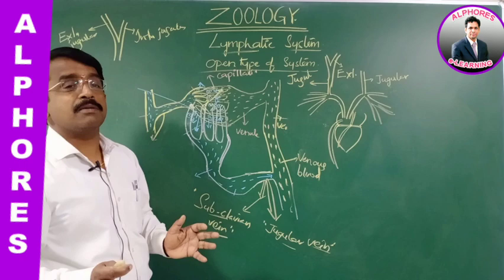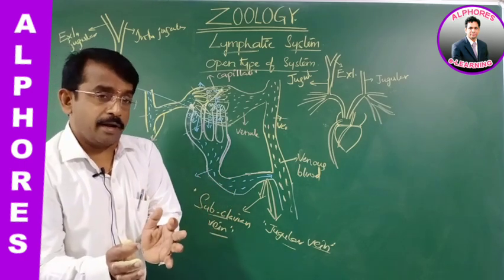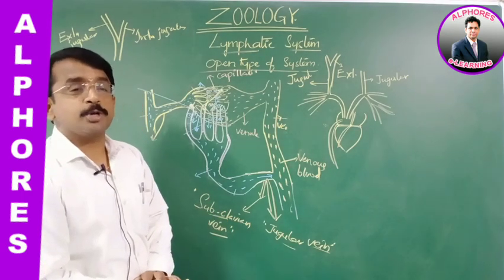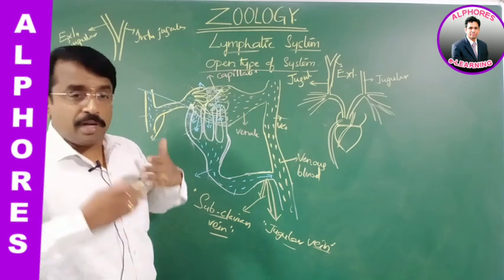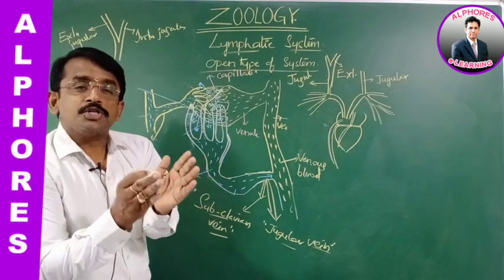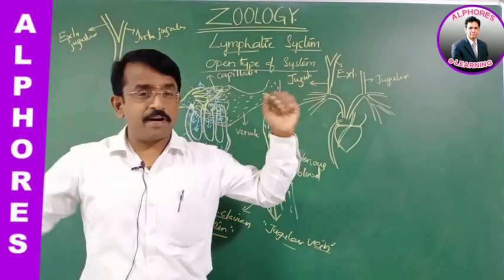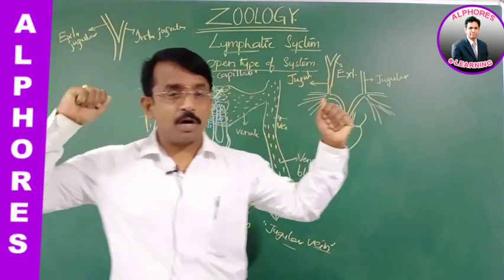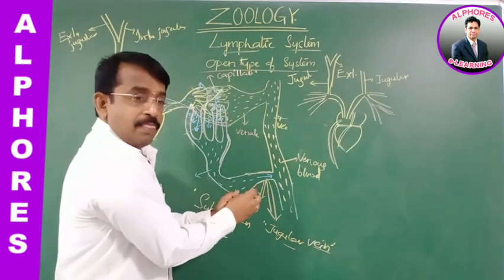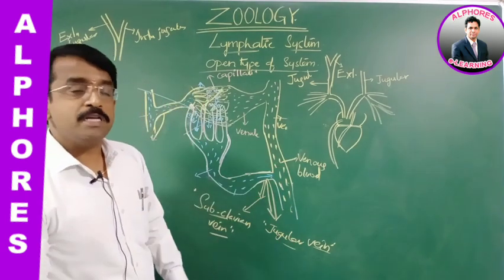The jugular vein collects the blood from the head region, both from the brain and other parts of the head, whereas the subclavian collects from the shoulder and chest region. So from the neck, head, chest and shoulder region, the lymph from both sides, the right lymphatic duct and the left lymphatic duct, is collected and released into the venous circulation at the junction of the subclavian and jugular vein.